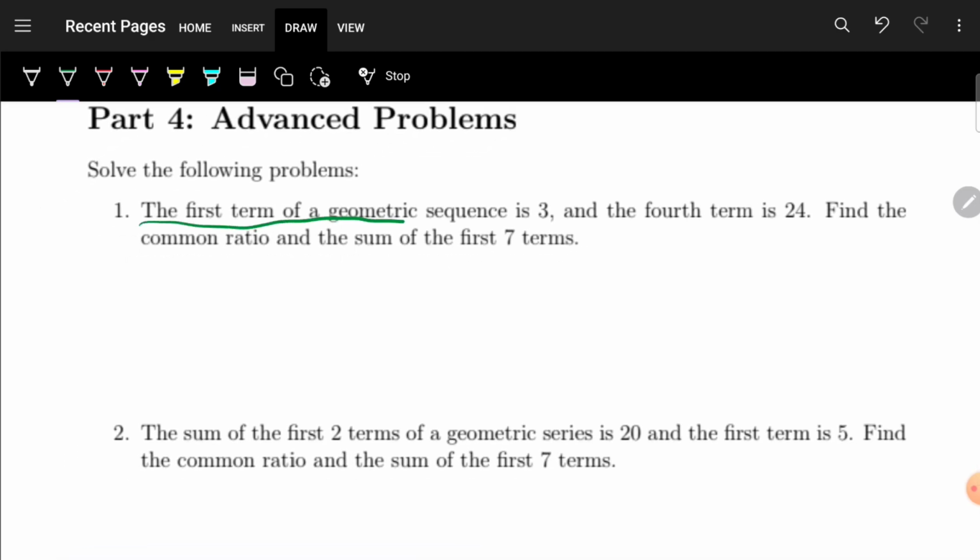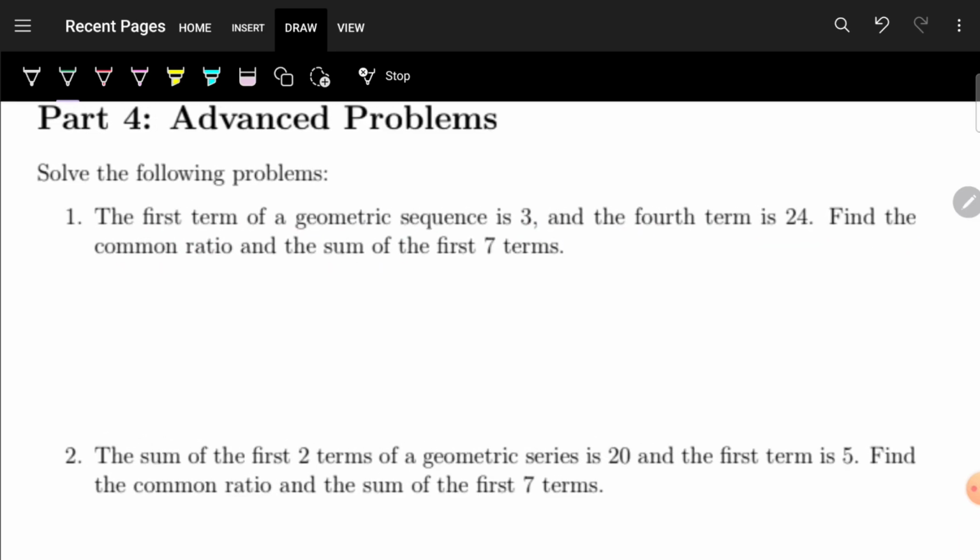It says the first term of a geometric sequence is 3 and the fourth term is 24. Find the common ratio and the sum of the first 7 terms. So similar to the one above, the sum of the first 7 terms is equal to the first term, 3, times 1 minus the common ratio, which we don't know, to the power of 7, all over 1 minus r. So we have to figure out what r is to figure out what S7 is.